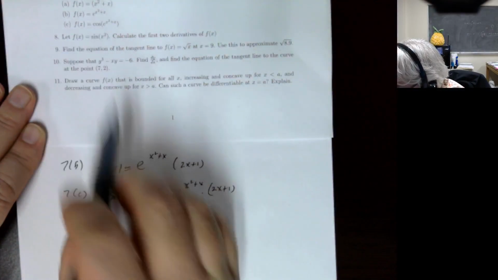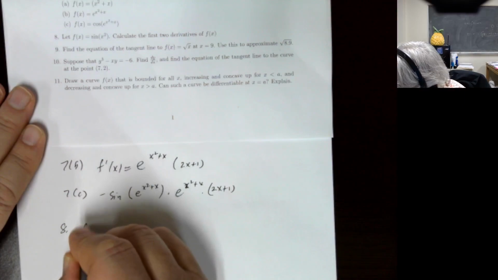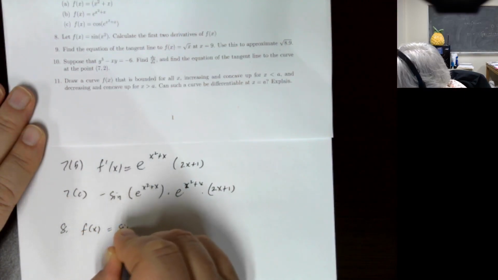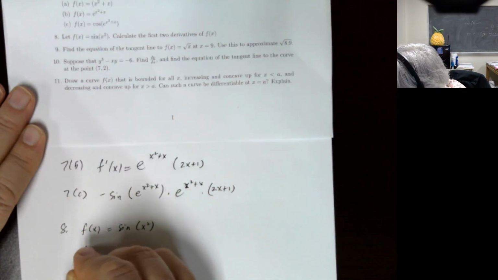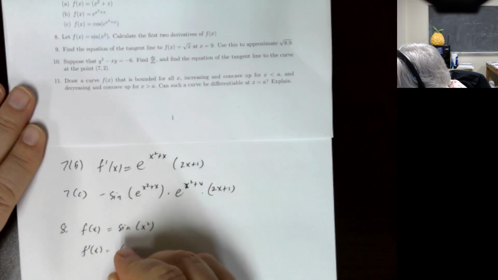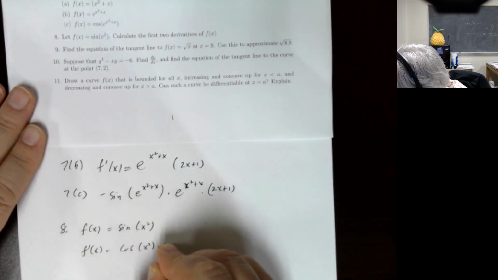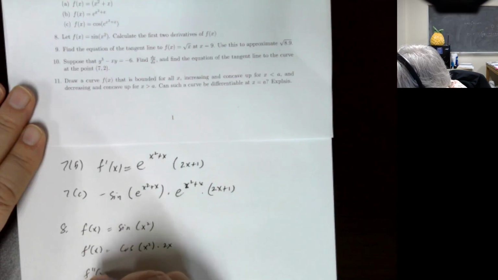And then number 8 is similar. f of x equals sine of x squared. What is f prime of x? Cosine of x squared times 2x. What's f double prime?